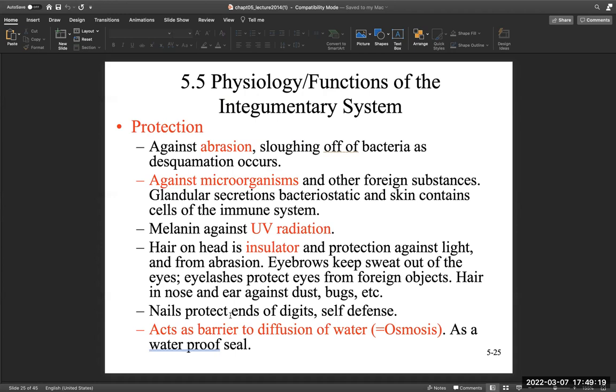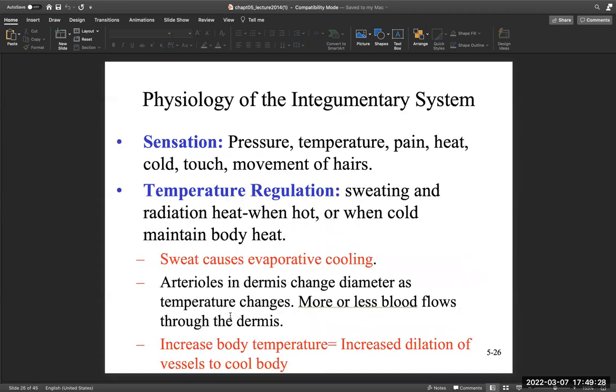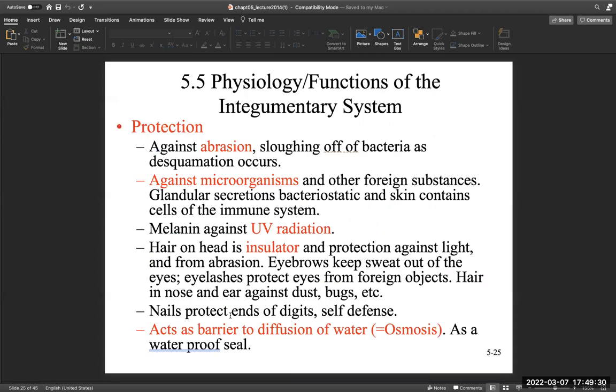In other words, if I ask what are the functions of the integumentary system, you can't just say protection, you can't just say sensation or temperature regulation. You will need to know the details. How does it go about with protection? How does the skin affect our temperature regulation, which is a huge function of the skin?